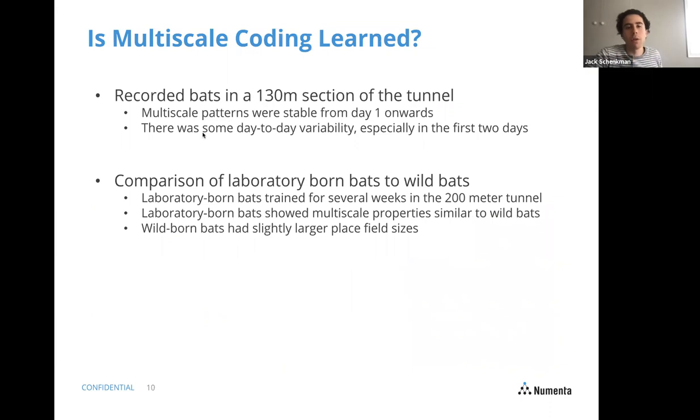So one other point that they're raising in the paper, and this is something we kind of touched on as we were discussing, is whether the multi-scale coding is something that's learned or something that's innate to the bats.